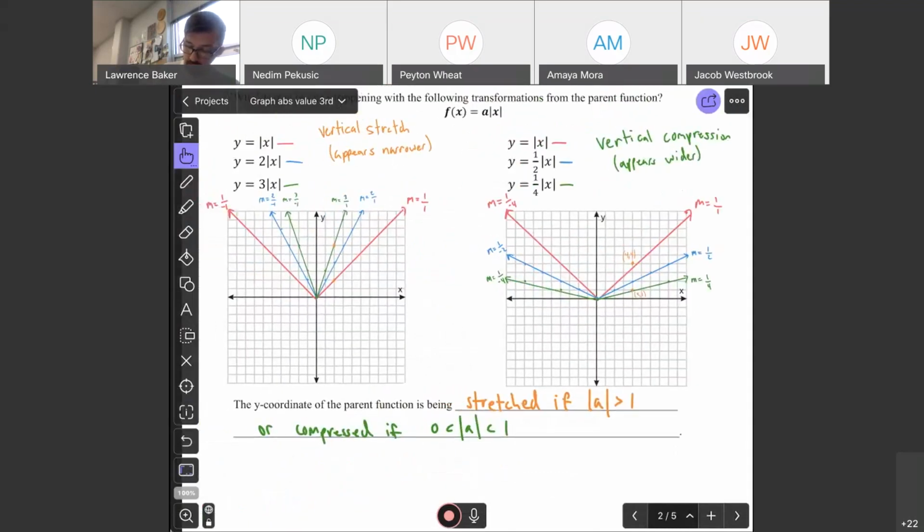Remember, that's all based off of the size of the number, not the sign of the number. Everything here was positive. So it's just the size of the number we're talking about here. If a is bigger than 1, then that's going to be a stretch. If a is somewhere between 1 and 0, then that's going to be a compression. So that's what we talked about on Friday.